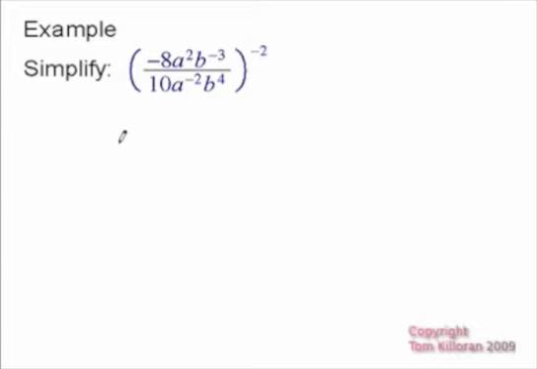Another example of the laws of exponents. In this case, we're going to be dealing with a rational expression and lots of negative exponents and even one on the outside. There are many different ways to simplify this expression. Probably the best way to deal with this is to start with the inside and reduce it and make all the exponents positive as much as possible, and then worry about the negative exponent on the outside.